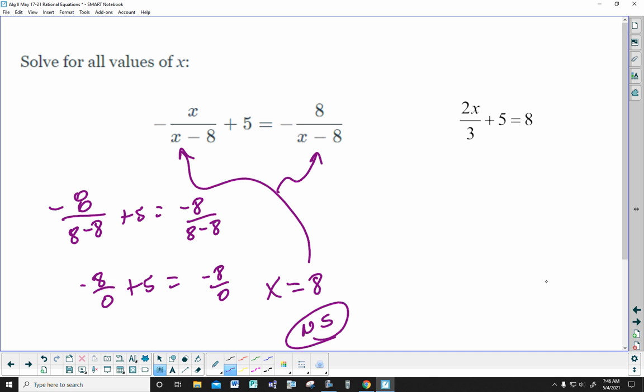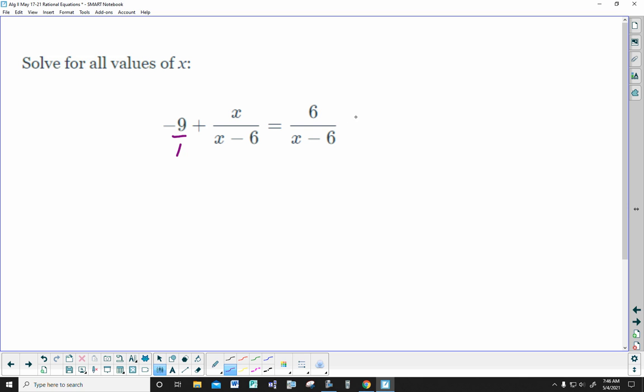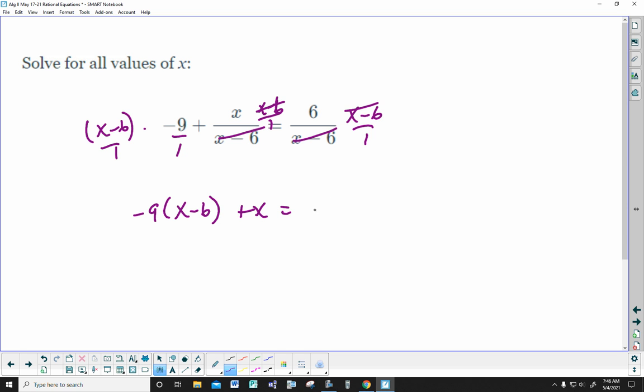Okay? So you just have to look back at the original equation and see, are you getting this dividing by 0 thingy? Okay. This one, I'm going to multiply everybody by x minus 6 over 1. X minus 6 over 1 times x minus 6 over 1. Now in the case like this, again, remember it's considered like a parenthesis. So I have negative 9 times x minus 6. This cancels. Plus x equals, this cancels, 6. Distribute the negative 9 in. Don't forget to carry that negative sign with it. So it becomes plus 54 plus x is equal to 6.